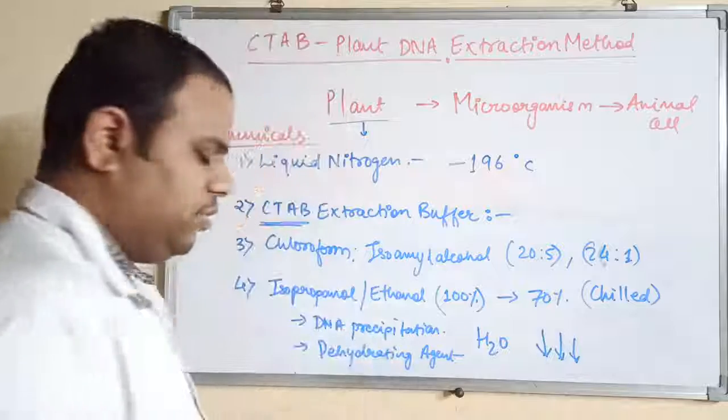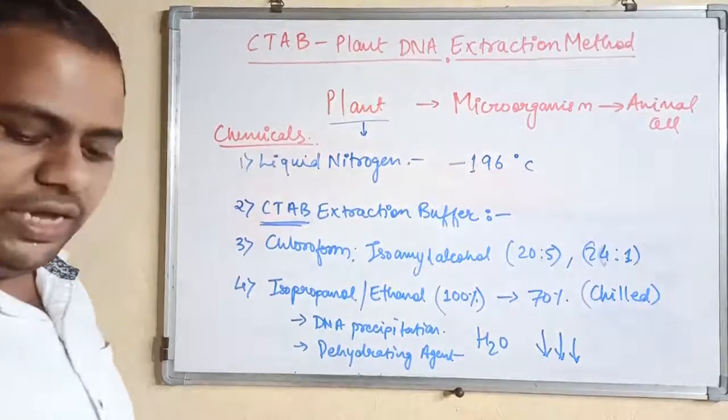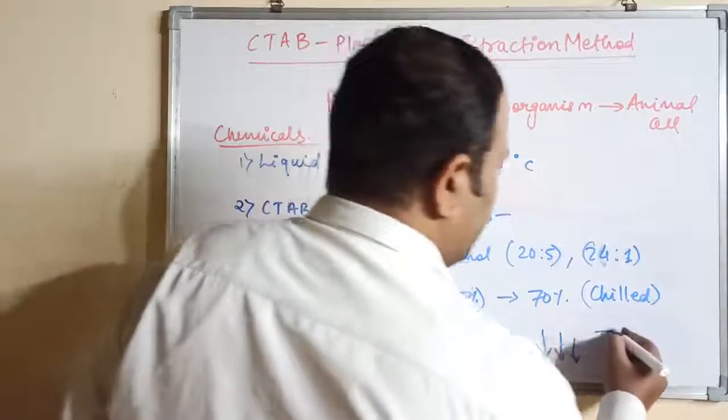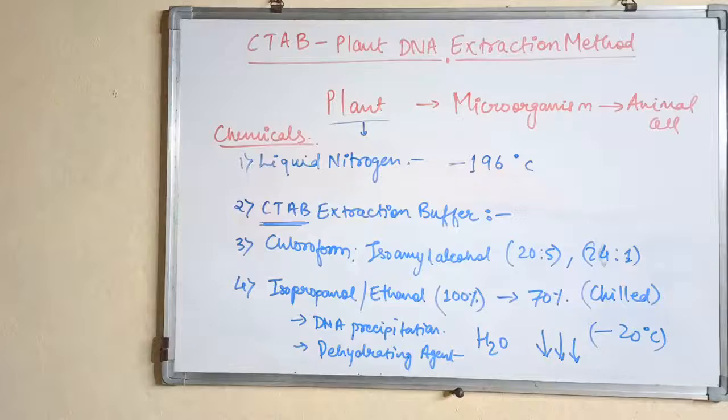Okay, so this is the precipitation solution. The ideal condition for precipitation is -20 degrees centigrade, so here the incubation is done at -20 degrees centigrade. So this is the role of isopropanol and ethanol.